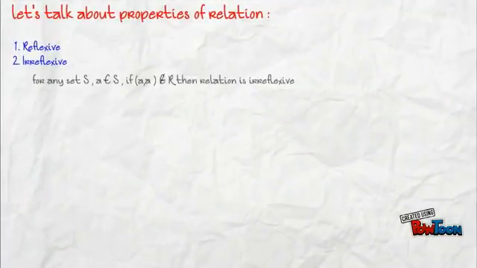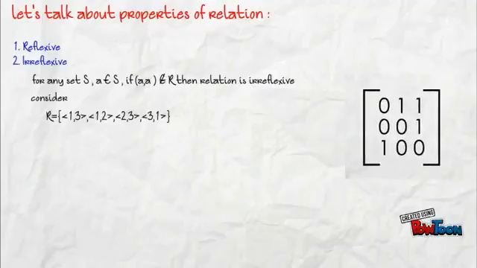Another property, irreflexive. A relation is irreflexive if and only if it contains all diagonal elements as 0. Here set R is irreflexive because it does not contain elements such as (1,1), (2,2), (3,3). In matrix representation, it will contain diagonal elements as 0.